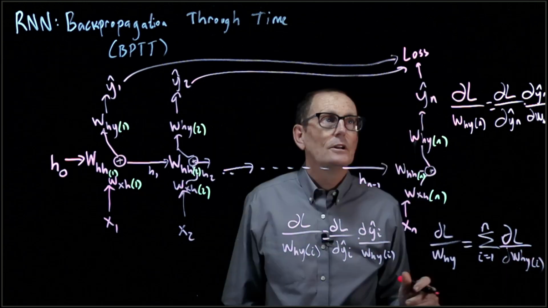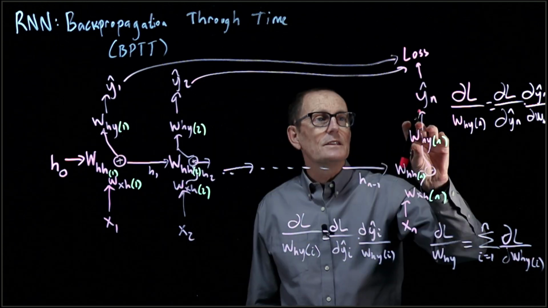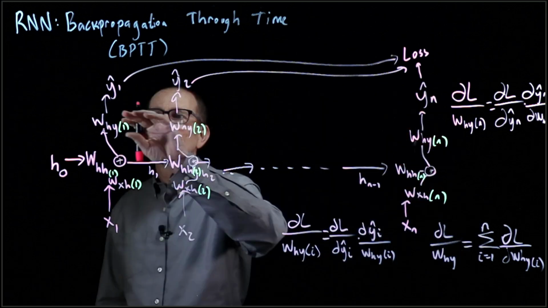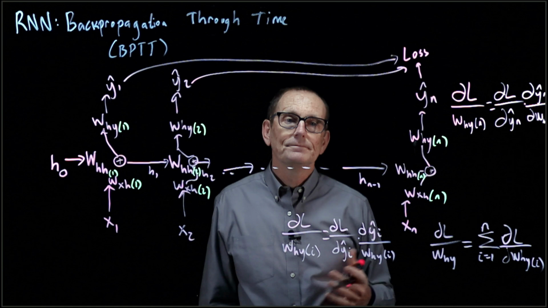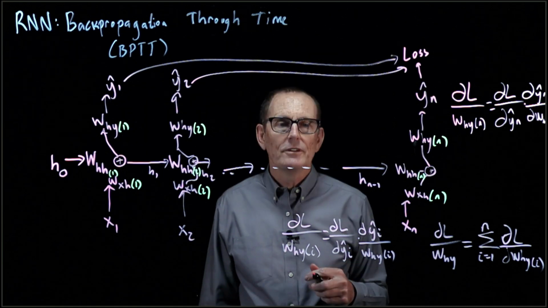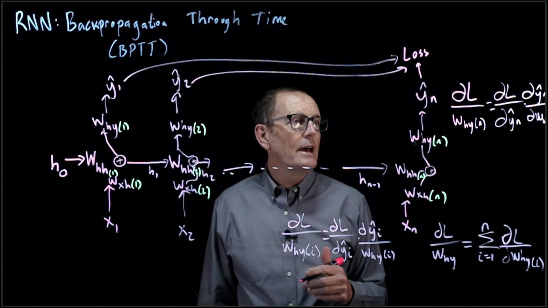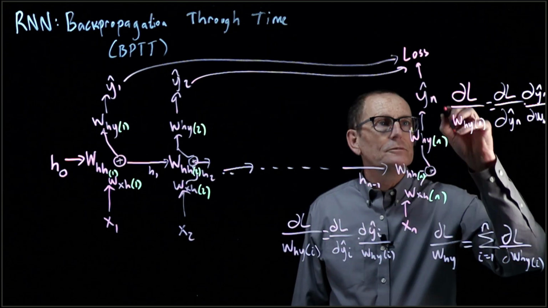So we'll find the partial derivative of L with respect to this w, this w, this w, this w, all the way to this w, all the way to this w, and then we just sum them up. That gives us that.